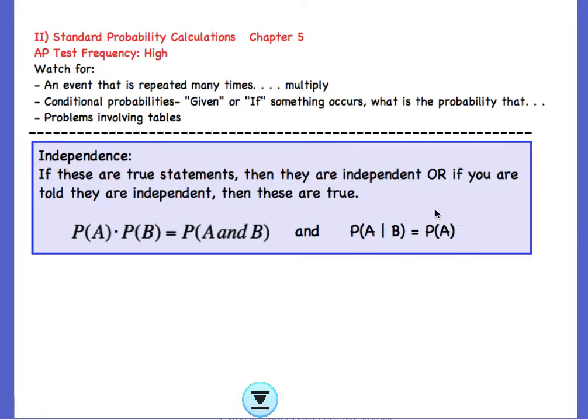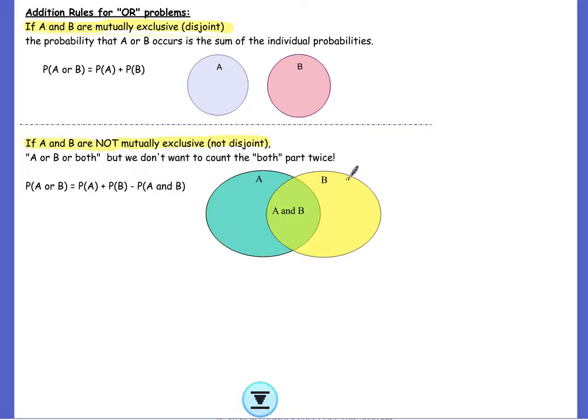You can also use your conditional probability formula, and if the probability of A given B really equals just the probability of A, then you can say that the two events are independent. This also works the other way around. If you are told that two events are independent, then it's like you can unlock these formulas. We're going to do an example in a little bit that involves these. We'll come back to them.